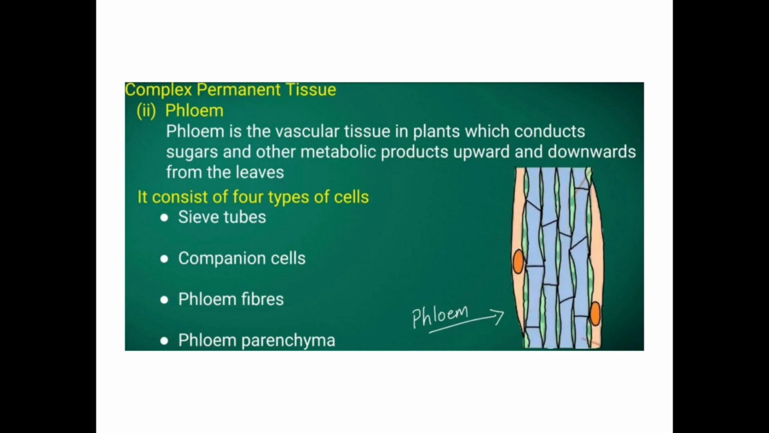This transportation is done with the help of phloem. So phloem will be transporting the food. Phloem is also divided into four: sieve tubes, companion cells, phloem fibers and phloem parenchyma.